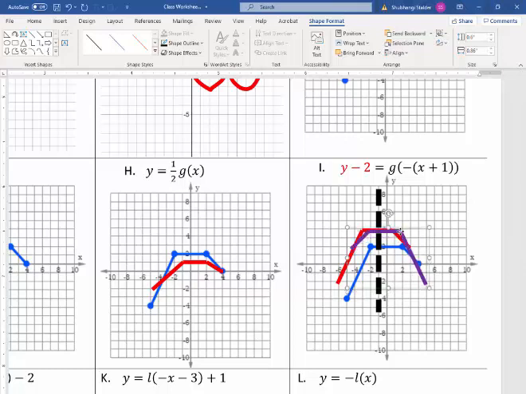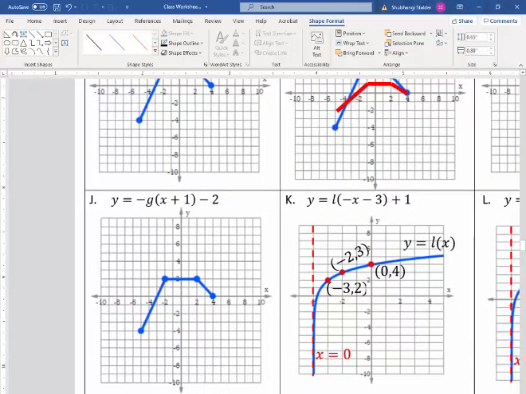Can you see? Do you see that? It reflected. It's as if this black line is a mirror and the red graph got reflected across the black mirror. That's why it looks like that. Do you see that? Okay. All right.